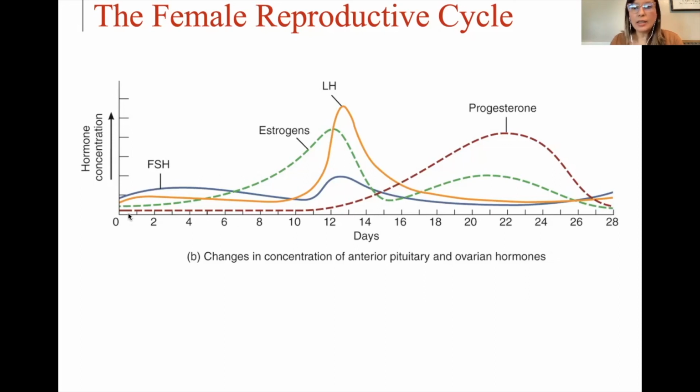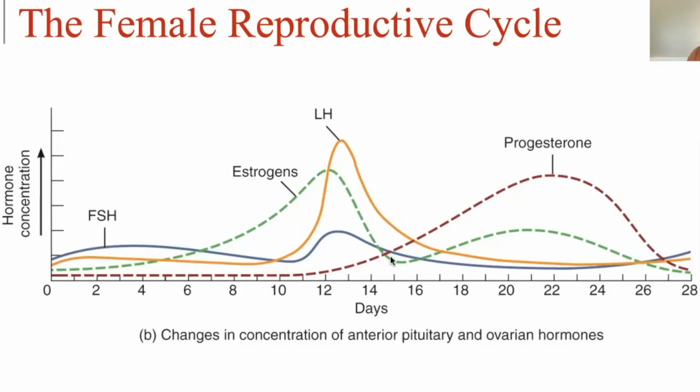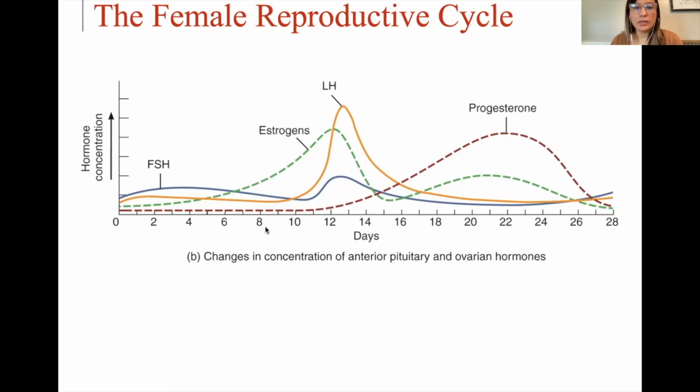And lastly, there is progesterone. Notice how progesterone remains very low in concentration in blood until approximately right after ovulation. Right after ovulation, notice that progesterone starts to increase. And around day 22, it's at its highest peak. And then after that, progesterone starts decreasing, and then the cycle begins all over again.